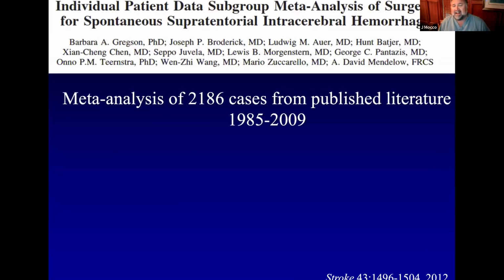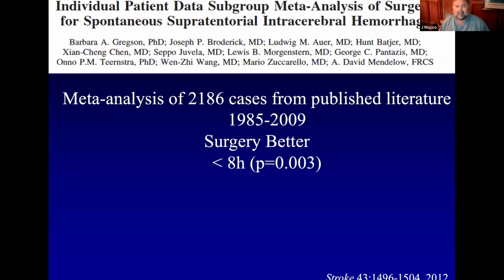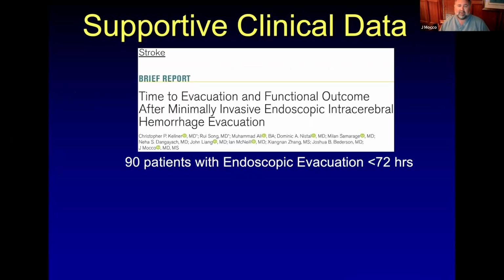So there was a large meta-analysis that looked at over 2,000 cases published across a number of trials over about 25 years. What they found that for patients that were consented within 8 hours, so this isn't actual surgery within 8 hours, it's consenting within 8 hours, those patients had dramatically improved outcomes relative to the rest of them. They didn't have the patient level data for the actual time of surgery.